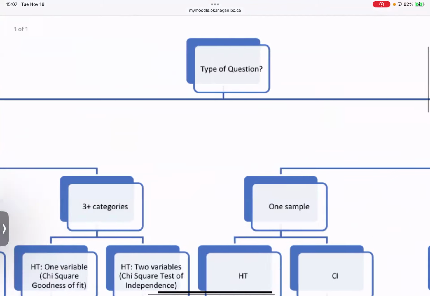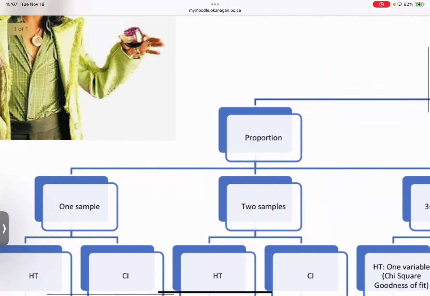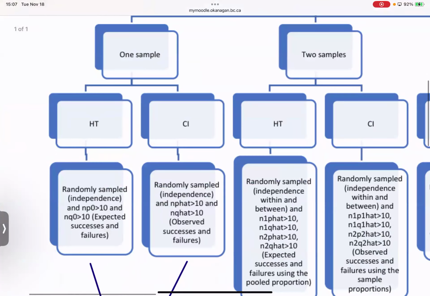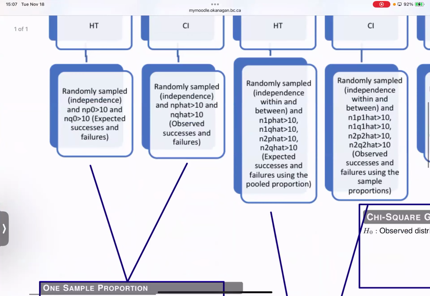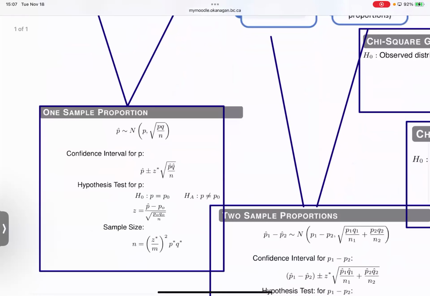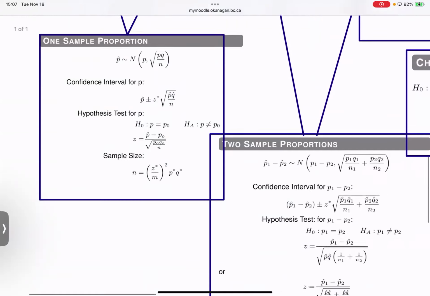From there, if it's a proportion question, you could have one sample proportion. You could do a hypothesis test or a confidence interval. You have to check the conditions, which I've listed. You'll notice that they're almost the same across the board. And then where does that put you on the formula sheet? Use it, don't use it. I posted the Word document in case you want to make any changes to it yourselves. So it's there.